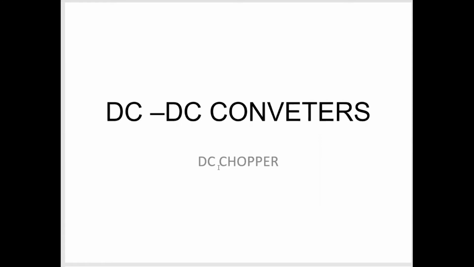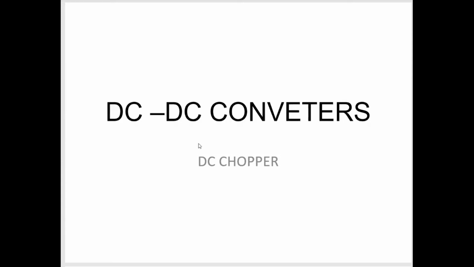The second half of the fifth unit is DC to DC converters. So what does DC to DC converter mean? In EC1 you studied AC to DC converters and so on. This is a DC to DC converter. It converts some amount of DC signal into some other amount of DC signal. So it is said to be a DC to DC converter.